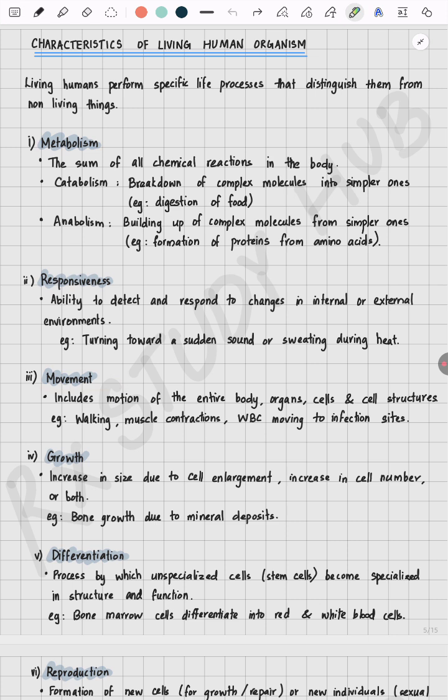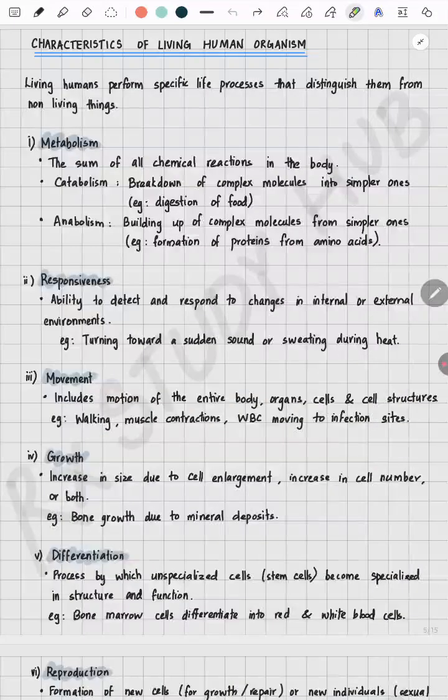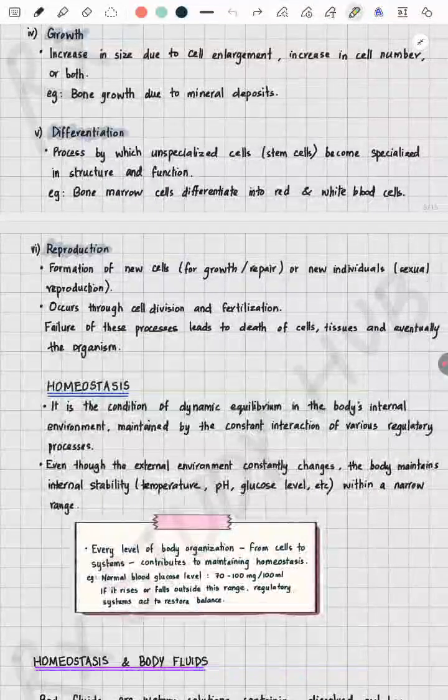Growth occurs when we increase in size, and differentiation allows unspecialized cells to become specialized, like stem cells becoming blood cells. And reproduction can mean either producing new cells for repair or producing an entirely new individual. When these processes stop, life stops.